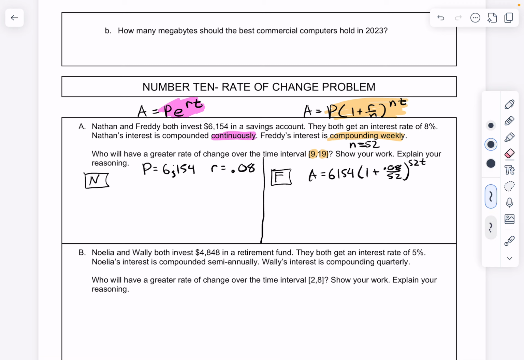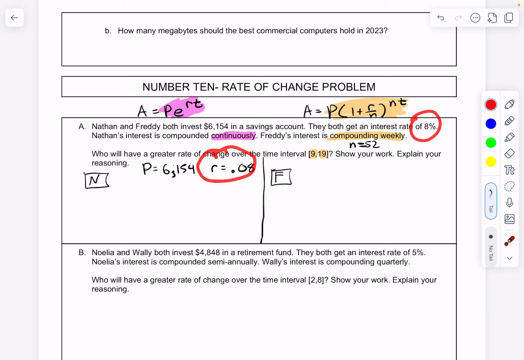Actually, I wanted to erase this, but that's fine. They both get an interest rate of 8%, which means 8%. Their rate is 8% for both of them. That's going to go into this R and this R.